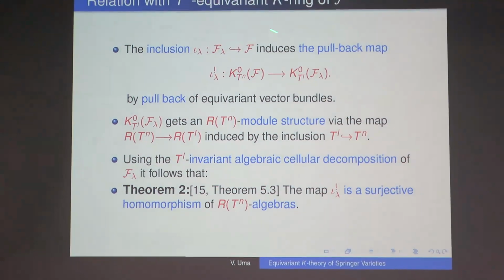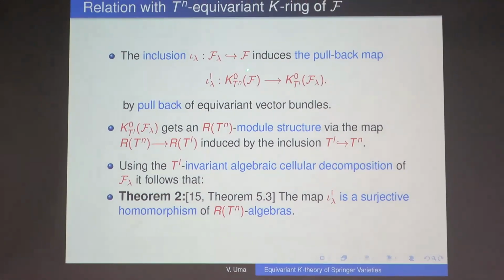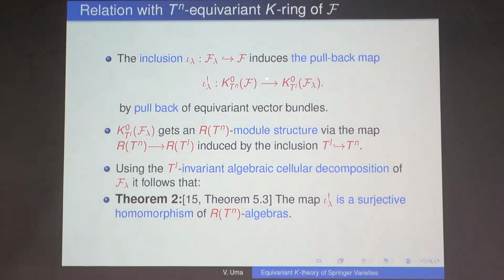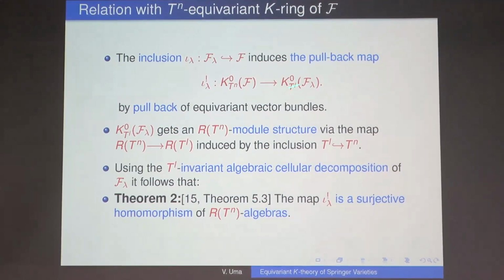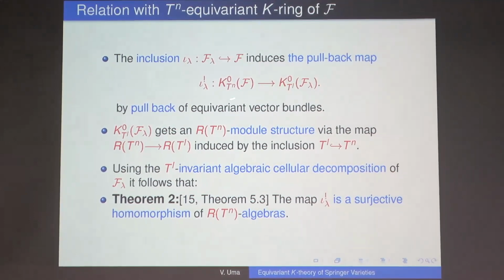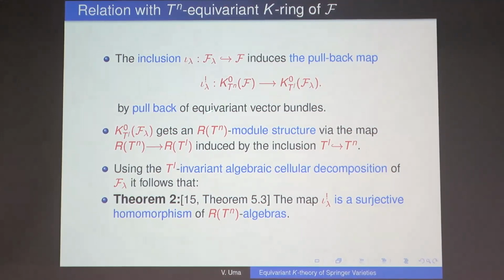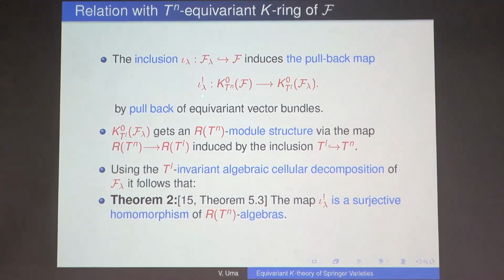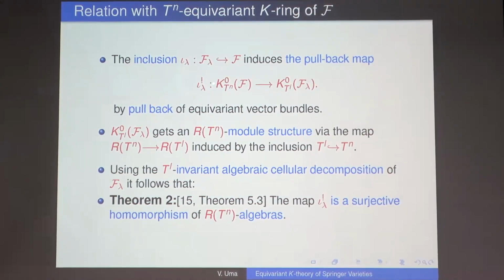And also we know we call this I lambda, this inclusion in the flag variety, and then this will induce a pullback morphism, by pullback of vector bundles. The cohomology also it induces, which we call I lambda star. Here we call it I lambda star, following Atiyah-Bott notation. So this is by pullback of equivariant vector bundle.